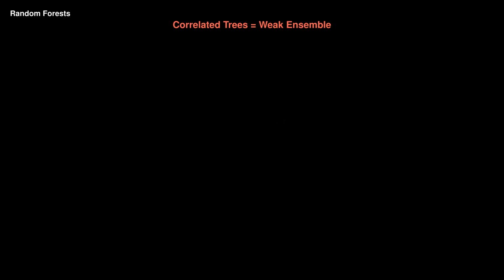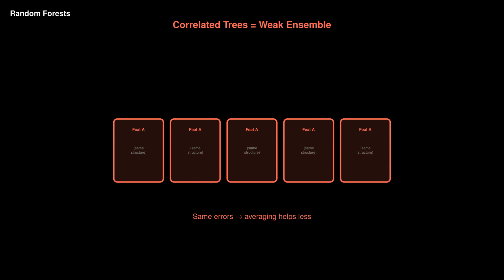Let's see this more concretely. Suppose feature A is the strongest predictor. With standard bagging, all 50 trees split on feature A at the root. Sure, the bootstrap samples differ slightly, so the trees aren't perfectly identical, but they're close. When these correlated trees make errors, they tend to make the same errors in the same direction. Averaging correlated predictions does reduce variance, but not by nearly as much as averaging uncorrelated predictions.